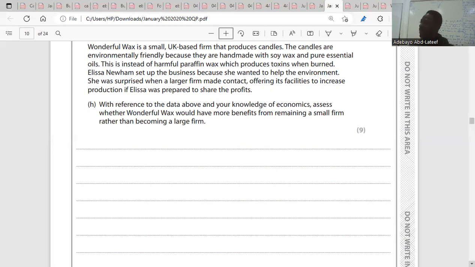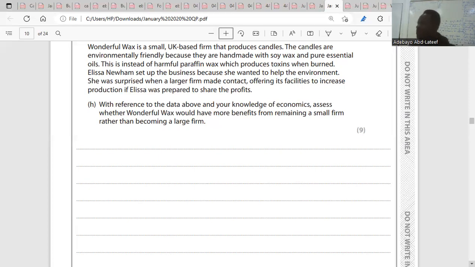For a small business, what you have to talk about is the advantages a small business would have by being small. So let's go back to the case study. They said, Wonderful Wax is a small UK-based firm that produces candles. And let's say the candles are handmade. So that means when you use your hands to make candles, you definitely are a small business, because you could use machines to make candles, yes or no? But that is not the problem. The problem is we should talk about the advantages of Wonderful Wax being a small business, if we want it to remain a small business. So let's talk about Wonderful Wax remaining a small business.